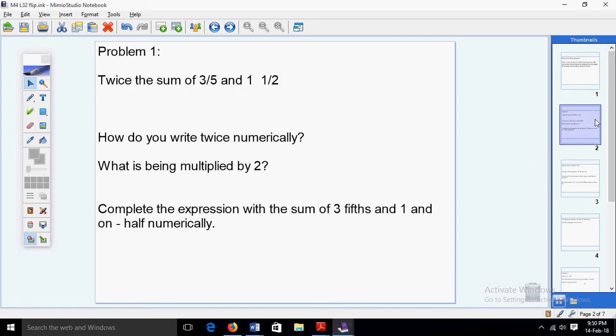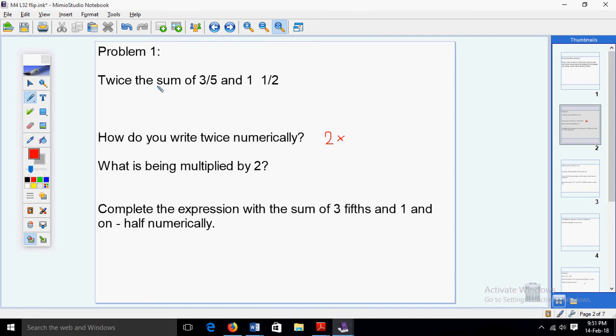All right, so our first problem is we're just going to read it, right? So twice the sum of 3/5 and 1 1/2. Okay, so let's go ahead and just write this out. So how do we write twice numerically, right? That's a 2. Twice means 2. All right. Now it says twice the sum of. All right, so there's our word of. So we're actually trying to figure out what twice of something is. Okay, so what is being multiplied by 2?